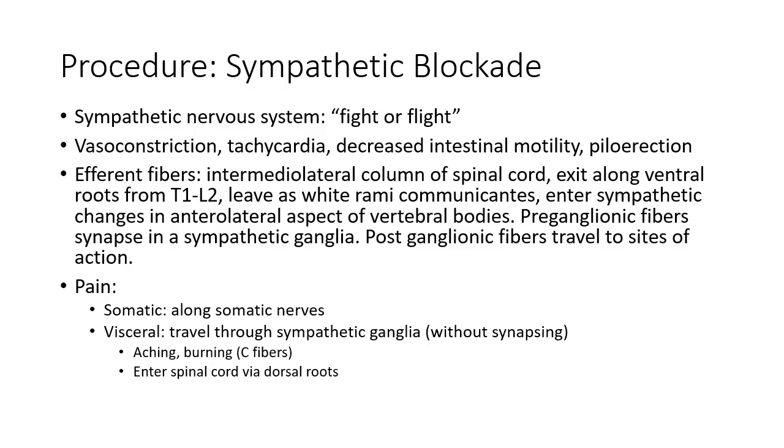Afferent fibers of the nervous system carry pain through two routes. Somatic pain is transmitted along the somatic nerves, while visceral pain, characterized by burning and aching from C fibers, travels through the sympathetic ganglia but does not synapse there. These fibers enter the spinal cord through the dorsal roots and have their cell bodies in the dorsal root ganglia. Due to the proximity of these anatomical pathways, sympathetic blocks will anesthetize the visceral sensory nerves as well.